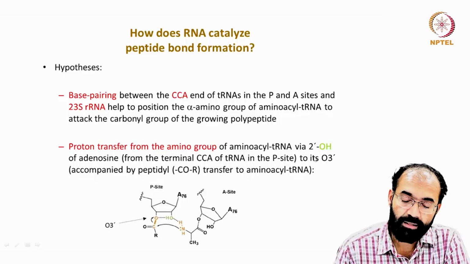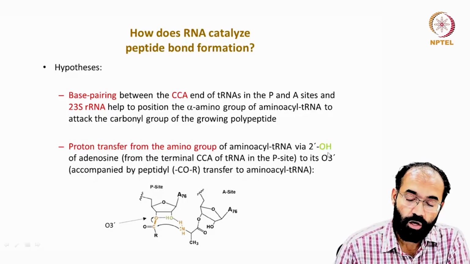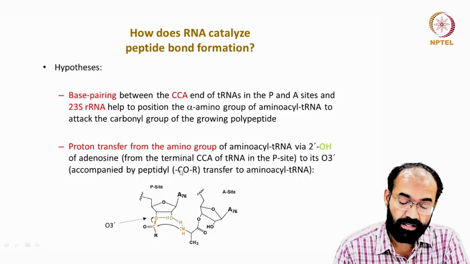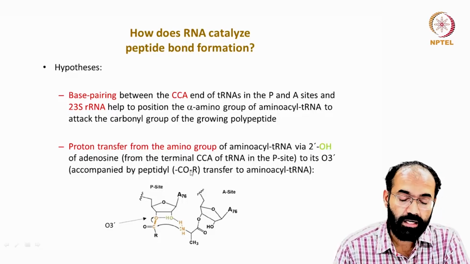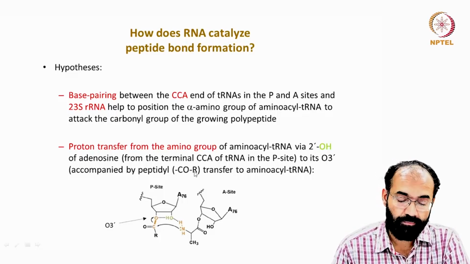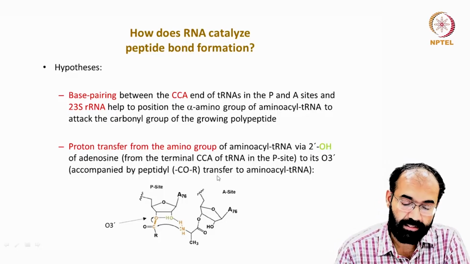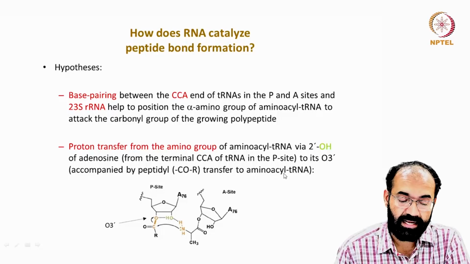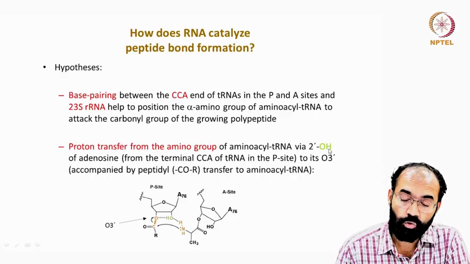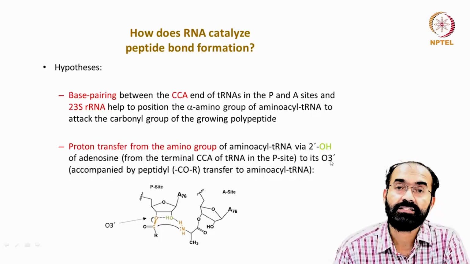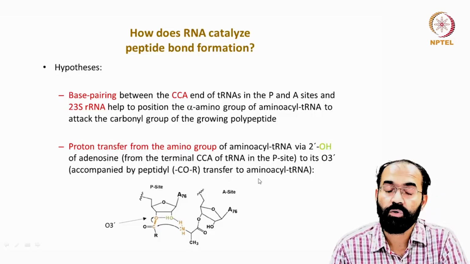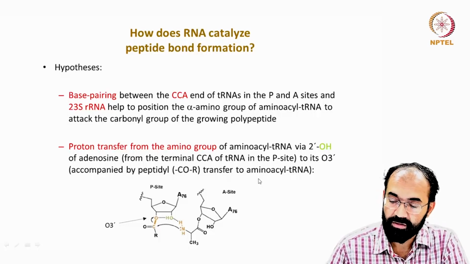And what happens? This 2' OH to the O3' is accompanied by the peptidyl group, or in other words, the peptidyl group is written as CO-R. R is basically a common group. CO is the peptide bond, peptidyl or a carbonyl bond, we call it that, and transfer to the amino acid tRNA. So this proton transfer from the amino group of the amino acid tRNA via the 2' OH of the adenosine to its oxygen at the 3' of the COR group is what is going to contribute to this peptide bond formation.